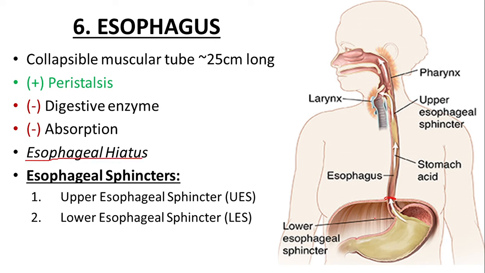Okay? What else? Your esophagus contains sphincters, your upper and lower esophageal sphincter. So the upper is the passageway from the pharynx towards your esophagus, and the lower is from your esophagus to your stomach. So sphincters are very important because they make sure, especially the lower one, that the acid inside the stomach does not go up to the esophagus.